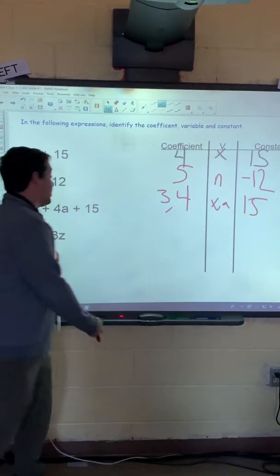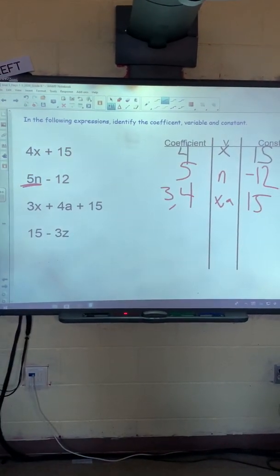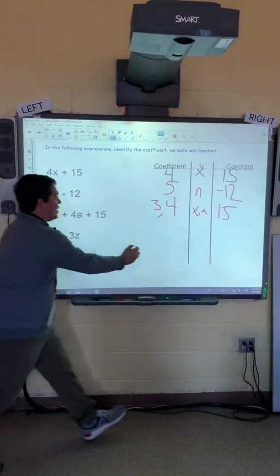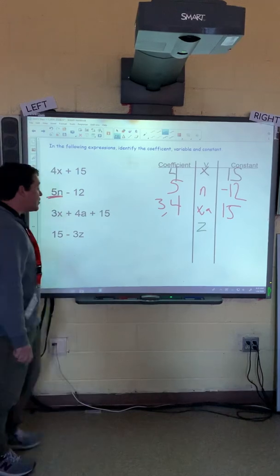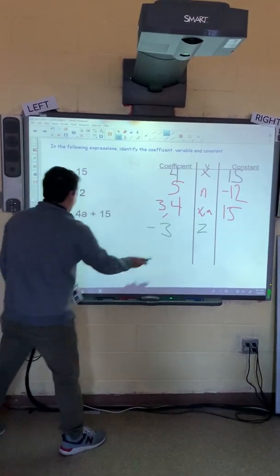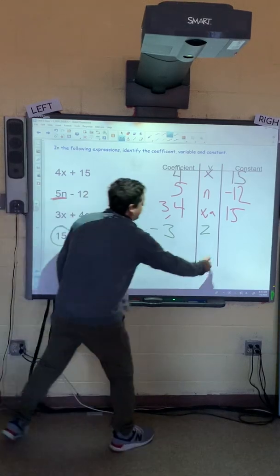In the last one, I'm guessing some of you might have got tripped up here. First thing to identify is the variable. In this problem, the variable is z. The coefficient, what's with the z, is a negative 3, and the constant, the number by itself, is 15.